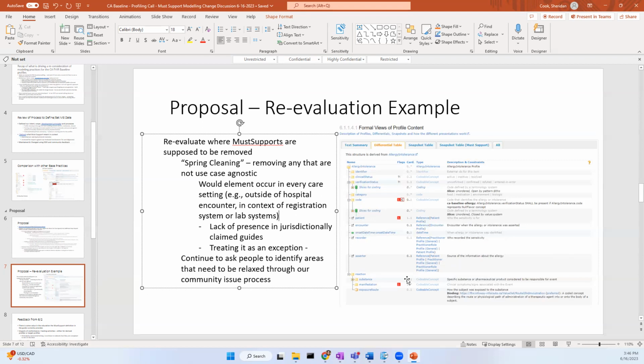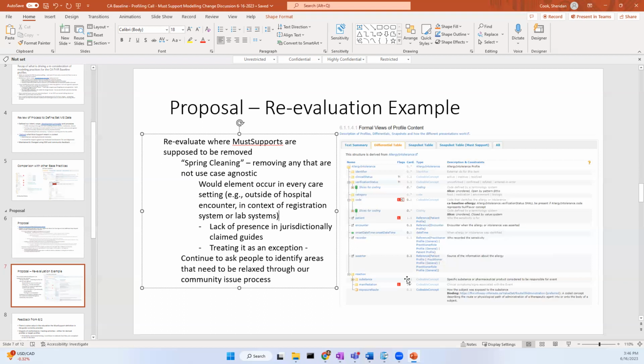Is one enough? That's really what I'm trying to get at: if we can come up with an example where it's unlikely that in this scenario an allergy reaction manifestation would be expected. If we want to be a baseline, I think one care setting is enough.